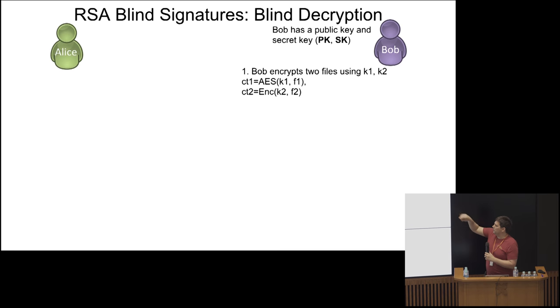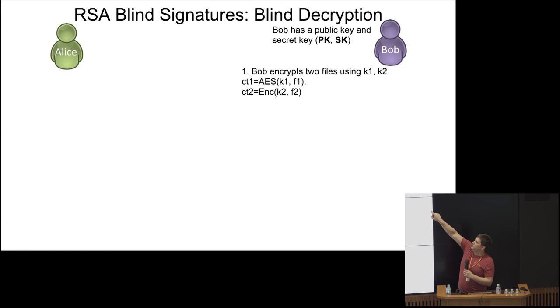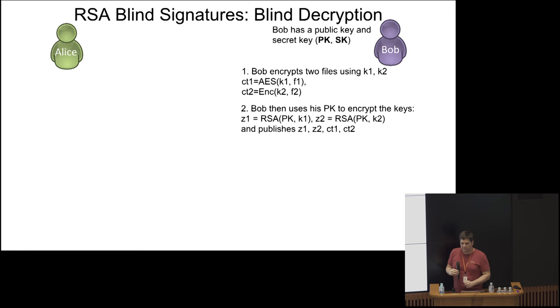And so what Bob's going to do in this scenario is encrypt two files using AES, using key one and key two. The encryptions of these files will be ciphertext one and ciphertext two. Bob's going to use his public key to also encrypt key one and key two under his public key. And the goal here is that Alice is going to request a decryption, and Bob won't know which file Alice decrypted.